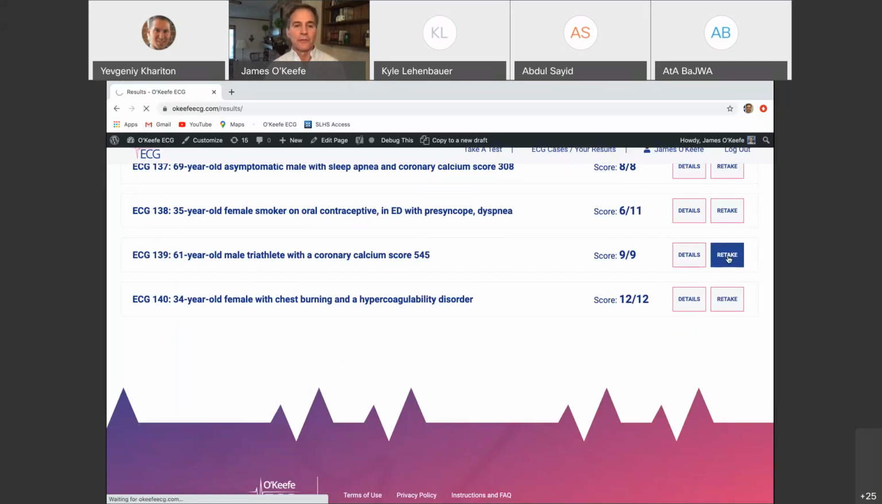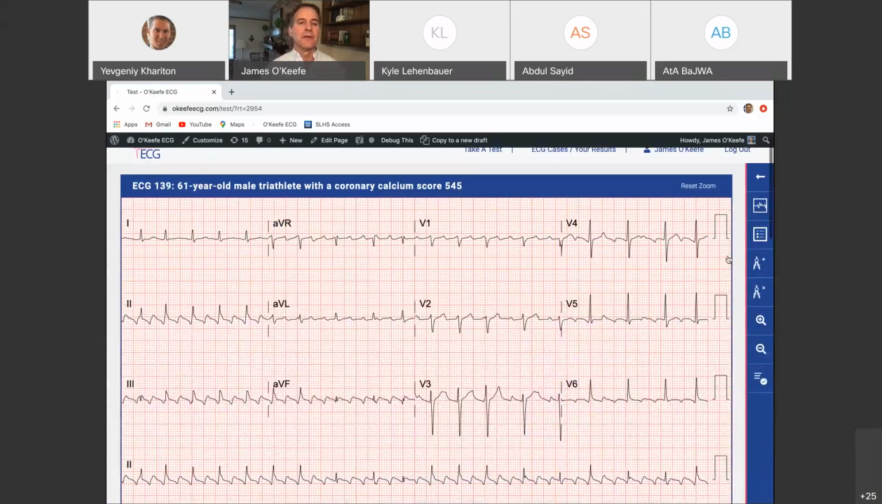Here's a pretty straightforward one, but there are still a couple of board-related points that you need to keep in mind when you're learning ECGs to ace the boards. There are these kinds of little points you need to keep in mind. So anybody want to take a shot at this?